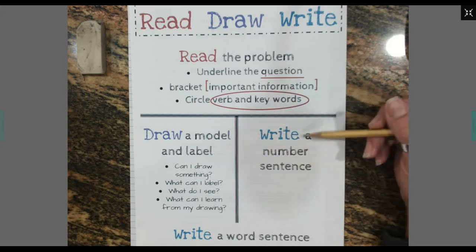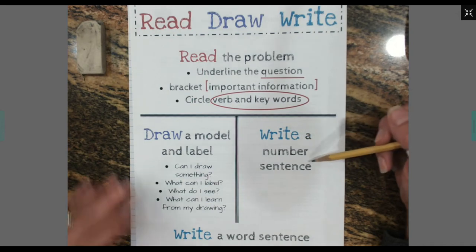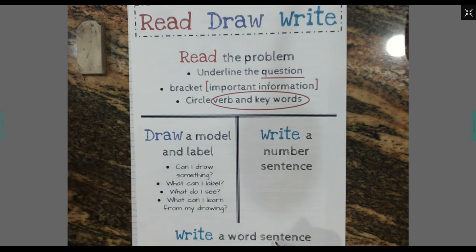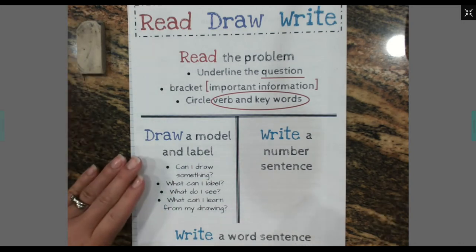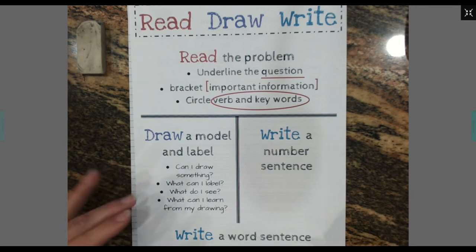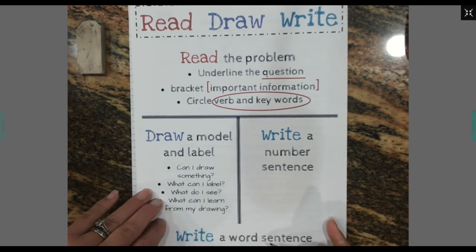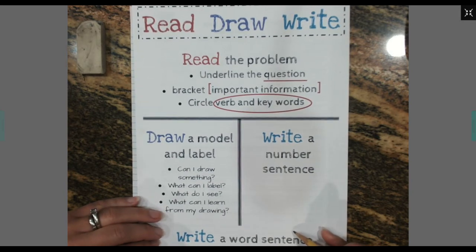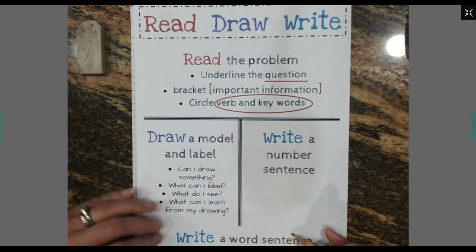Then you're going to write a number sentence. So you're going to write that equation, that number sentence. And when you're all done, you should write a word sentence. Explain your thinking. So answer the problem. Don't forget your units. Whatever you were solving for, those are your units, and don't forget to include them. This can be found in Google Classroom also. I've posted it for you there if you need it as a reference.